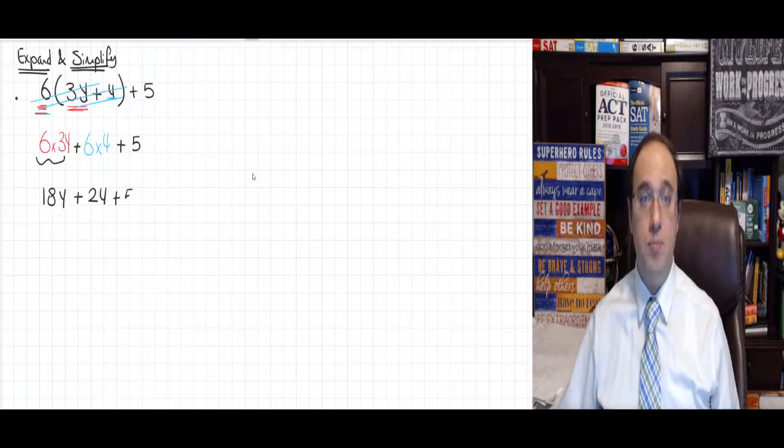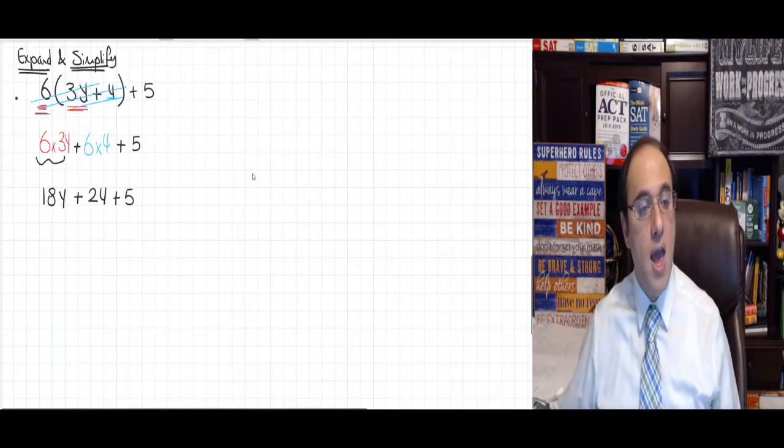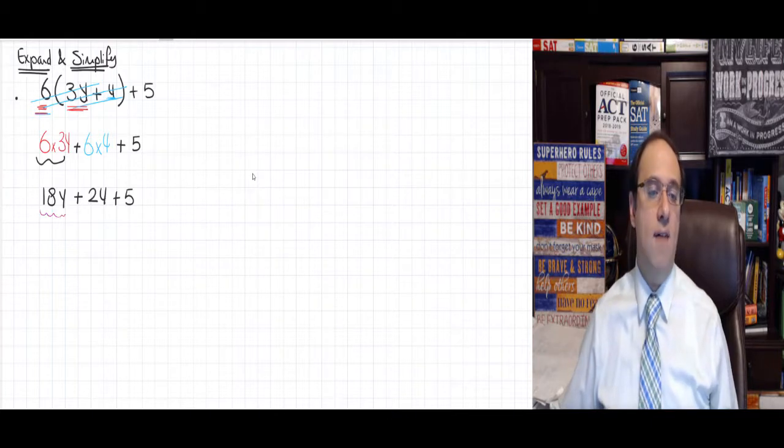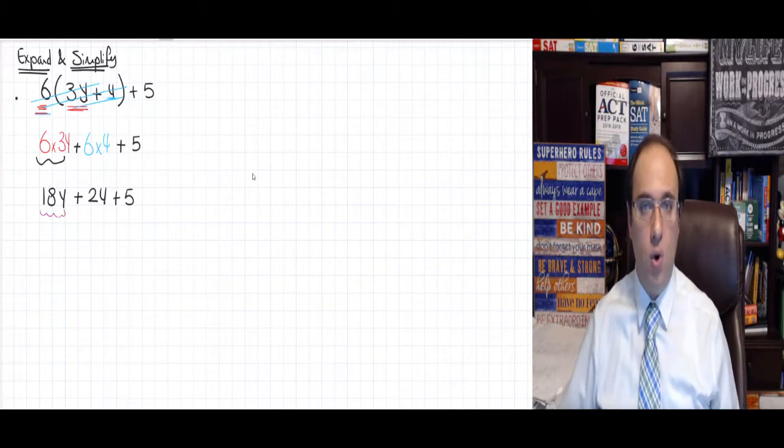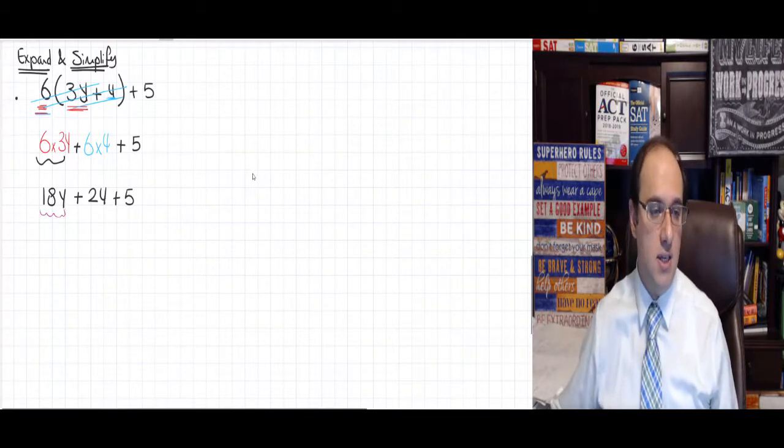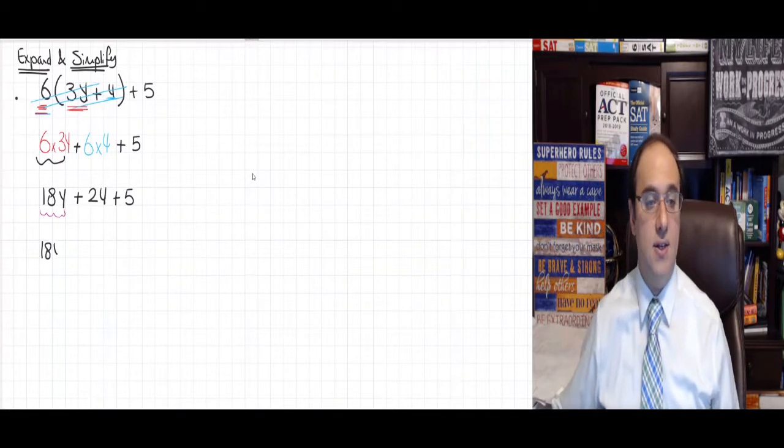Now let's simplify. Let's start with the variable first. How many terms here have the variable y? Only one. There is nothing else except 18y. So it stays as it is.